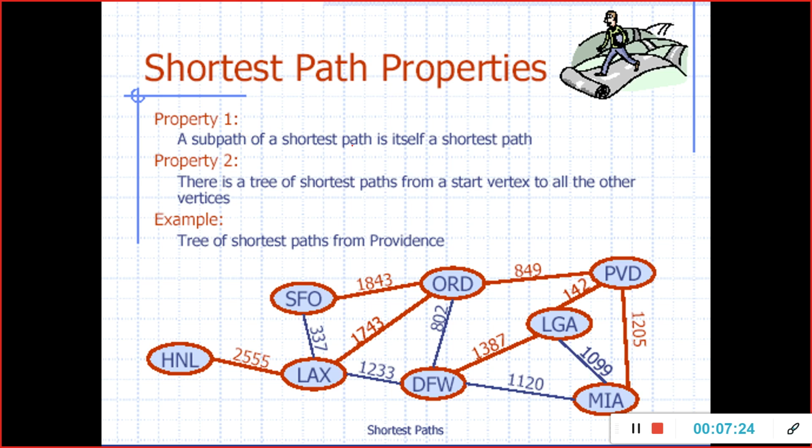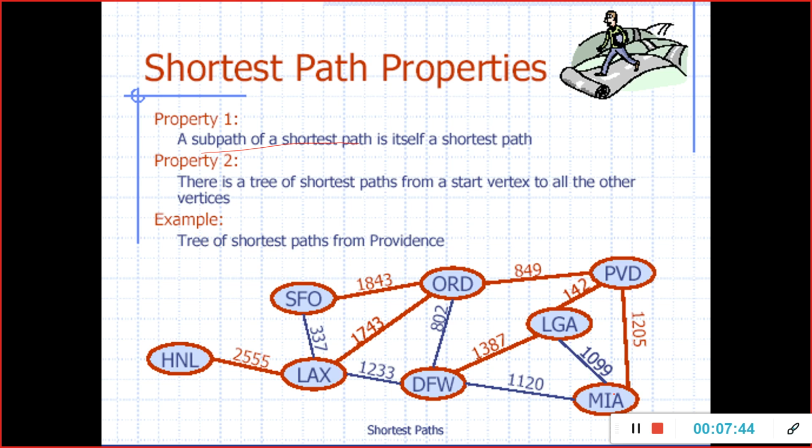Property 1. A subpath of a shortest path is itself a shortest path. So this is self-explanatory. Property 2. There is a tree of shortest paths from a start vertex to all other vertices. So you can make a tree from all this. Example, tree of shortest paths from Providence.